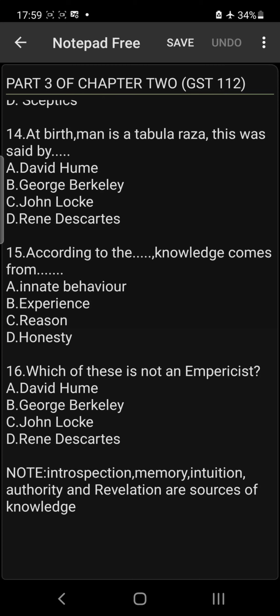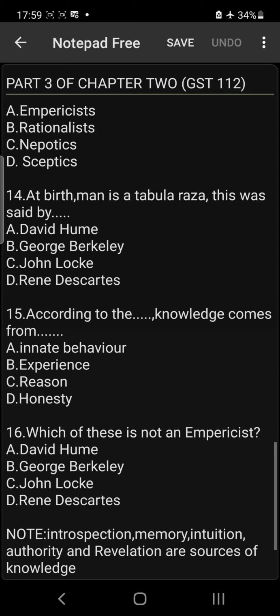The next one is authority. Authority is the knowledge that you tend to possess from people, from different personalities. So those are the sources of knowledge. Revelation can have different interpretations. But please take note of these questions I've compiled.